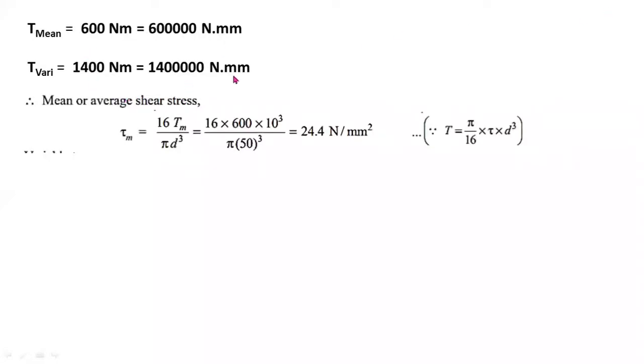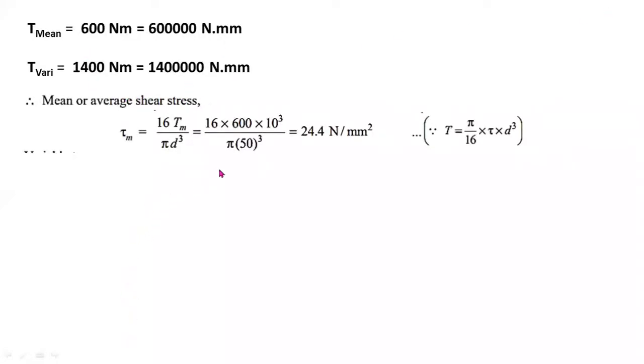So here the mean torque is 600 Newton meter. I want to convert this meter into mm. 1 meter equals 1000 mm. That's why the mean torque equals 6 lakhs Newton mm, and the variable torque equals 1400 Newton meter, that means 14 lakhs Newton mm. 14 lakhs Newton mm is the variable torque.